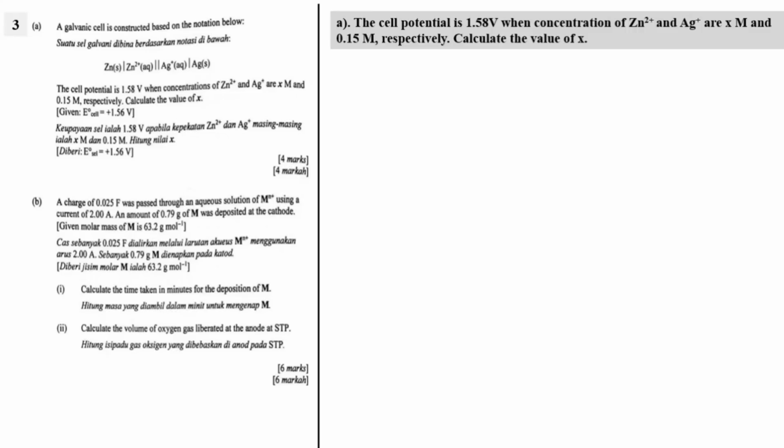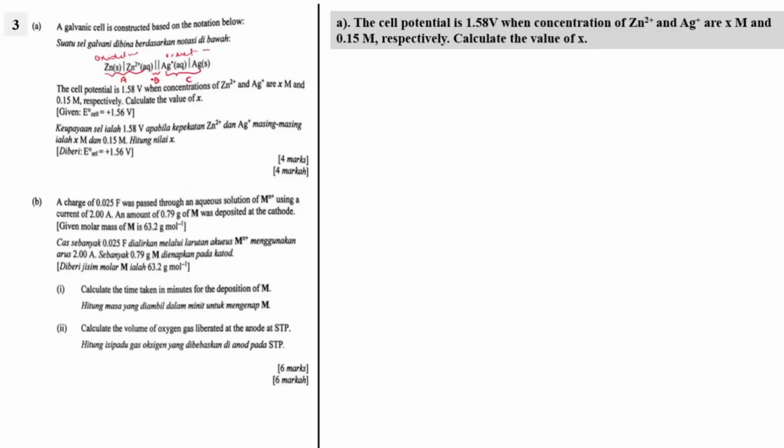Now we're going to look into the next question, which is question number 3. For question 3A, a galvanic cell is constructed based on the notation below. So we have our zinc solid becoming zinc 2 plus aqueous ion. There's going to be a bridge, and then there's going to be a reduction process of Ag plus aqueous in order to form Ag solid. So here is the cell notation. You have the anode, here is the bridge, and here is the cathode. So here is the oxidation process, and here is the reduction process at the cathode, and the double line here refers to the salt bridge.